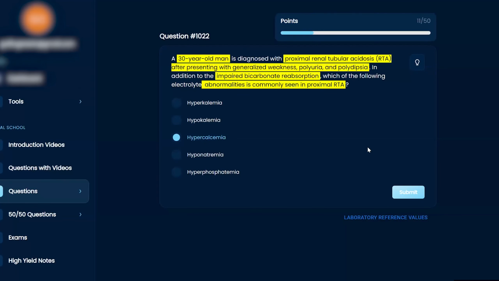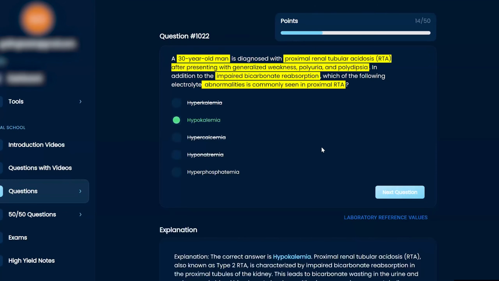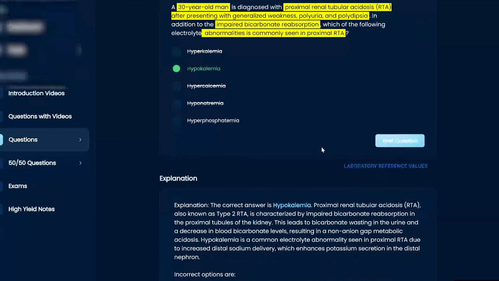Also, a good feature you can utilize if you get these questions while doing MD Boost questions is the hint function, the little light bulb here. It can narrow down your guessing a little more, but at the end of the day, it's all about learning. It's not about getting questions right or wrong. So let's look at our explanation here.